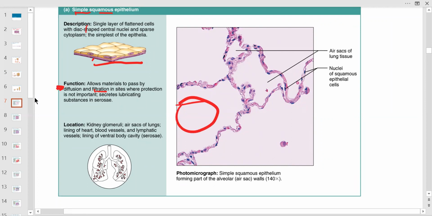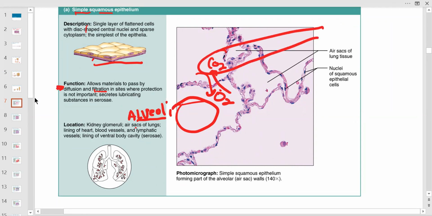Like these are the air sacs called alveoli. Is the word down here? Alveoli of the lungs. Think alveoli, think lungs, air sacs, diffusion. Oxygen in through this nice simple squamous epithelium, carbon dioxide out, and hopefully into the blood and back to the heart and then back to the lungs. So diffusion, especially in the lungs.